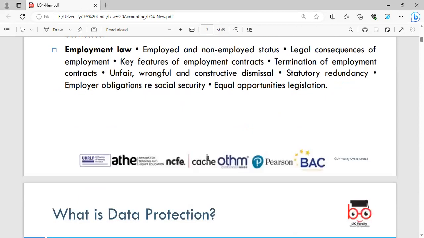In the previous lessons, we'll do a bit of recap. Lesson 1, we discussed contract law. Lesson 2, we discussed insolvency, and lesson 3, we went through company law.